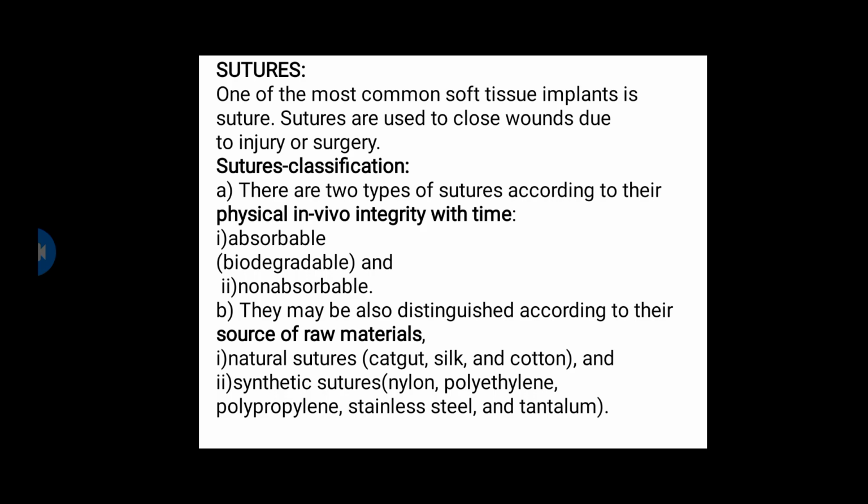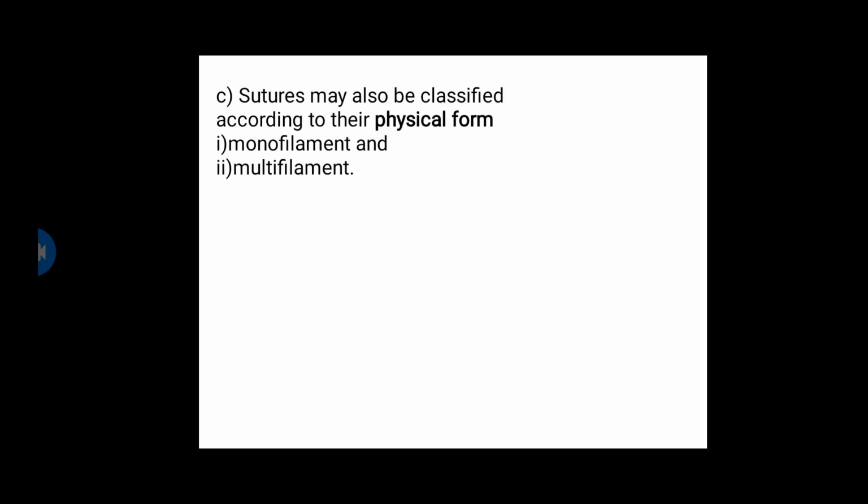Then the sutures are also distinguished according to their source of raw materials. Based on that, we have two types: natural sutures, examples catgut, silk and cotton. The second one, synthetic sutures, examples nylon, polyethylene, polypropylene, stainless steel and tantalum. The third classification is based on their physical form. The sutures may be monofilament or multifilament.